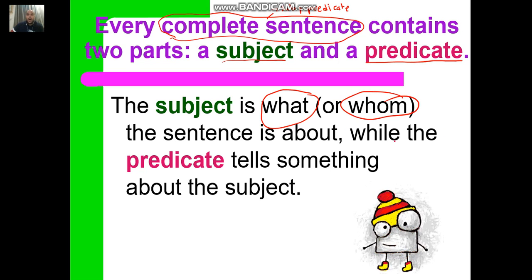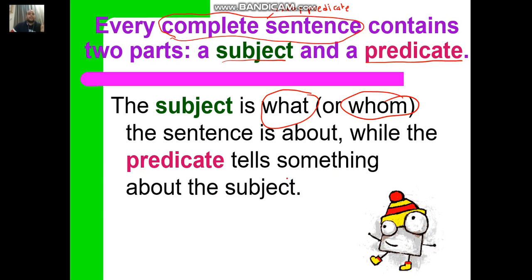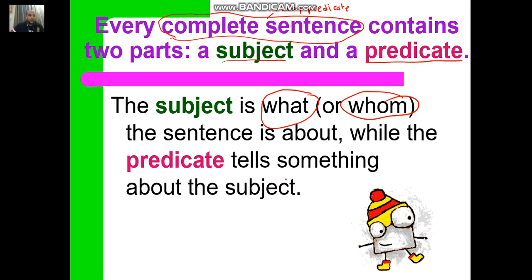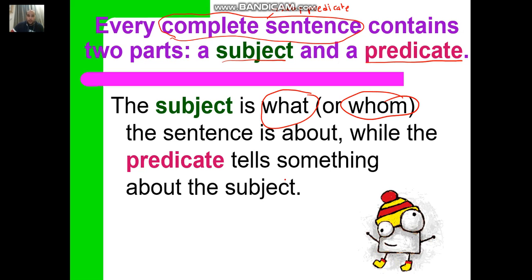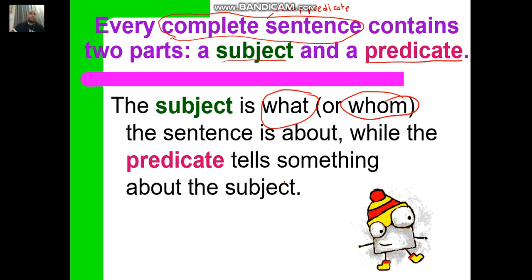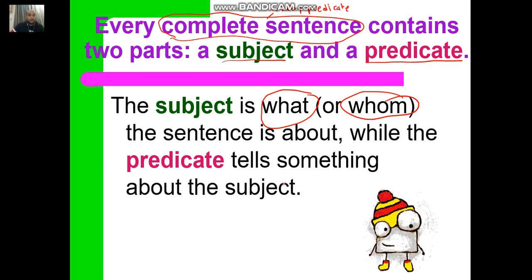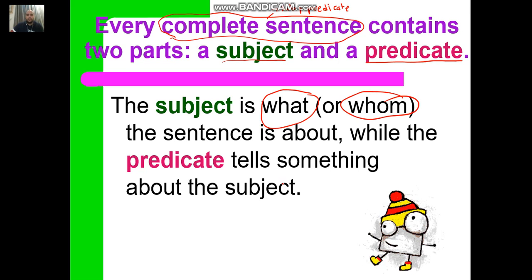While the predicate tells something about the subject, and the predicate starts from the verb. For example, Omar is playing football. It starts from "is". Here we have a continuous sentence, in the present continuous. Omar is playing football. That's the complete predicate. All of that is the predicate. It's telling us about Omar, what is he doing? He is playing football. The dog is running. "Is running" is the predicate. What is the dog doing? It's running. So it tells more about the subject.